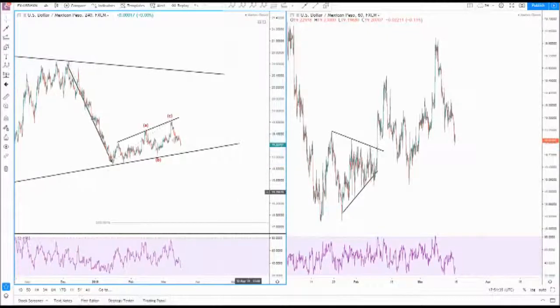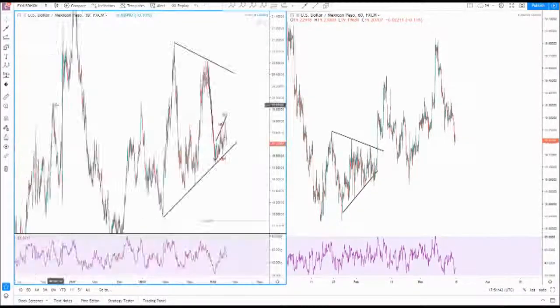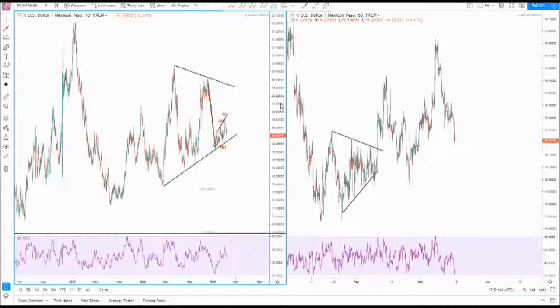So that's where you'd probably be looking for the downside, if you're looking for the downside to continue in this. Now triangles don't always necessarily mean that they're going to go lower. They can break either direction. It's just that we had such a powerful move to the downside that I prefer to be bearish.